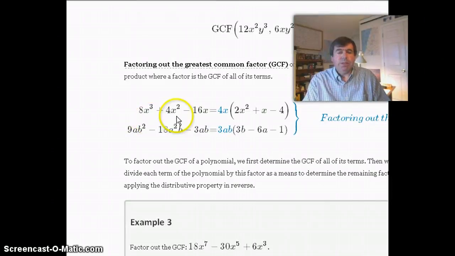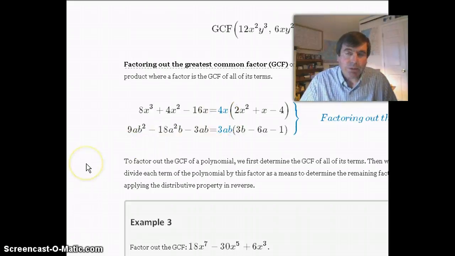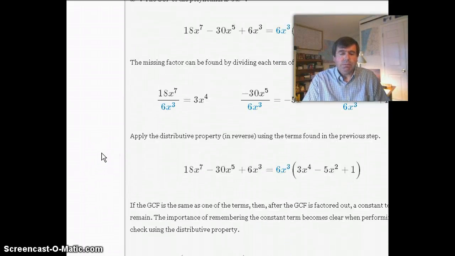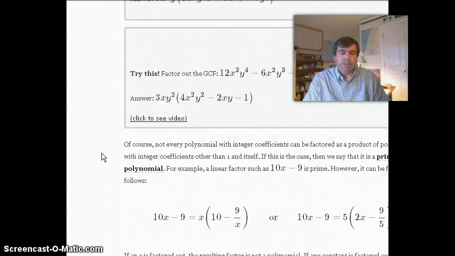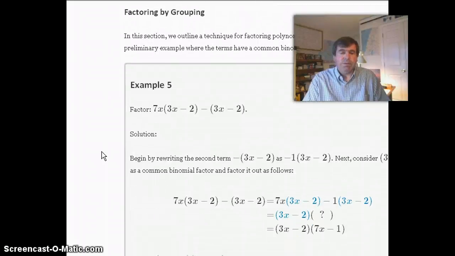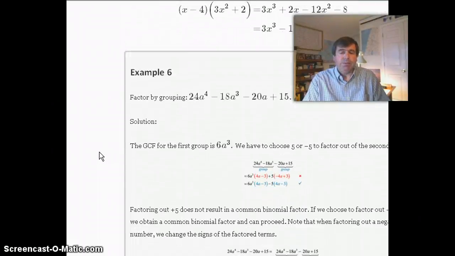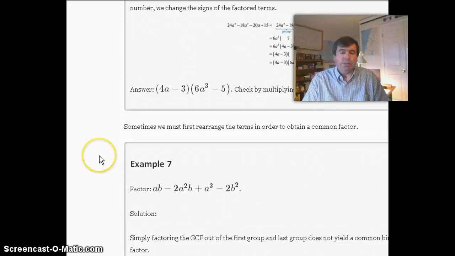Alright, so here's one. Factor out the greatest common factor here. 4x is common to all of those. Now, I'm going to post some videos, and I urge you strongly to watch all of them, and that'll help you out. Alright, got some more examples. Notice, okay, you're factoring some more. Factor by grouping. I do have a video on that, if you would. Some more factoring by grouping.